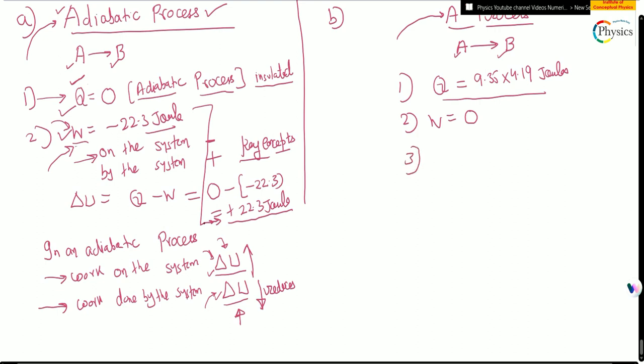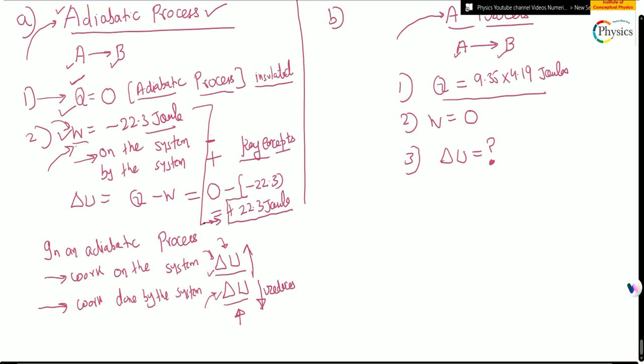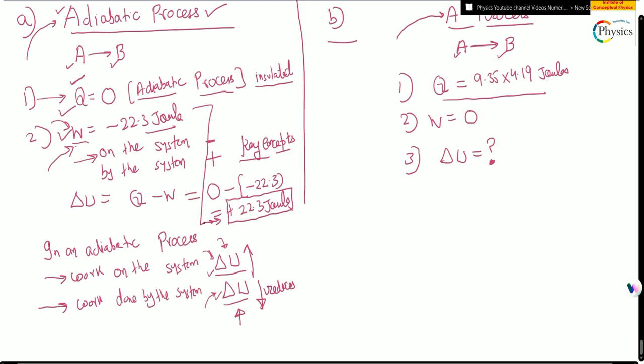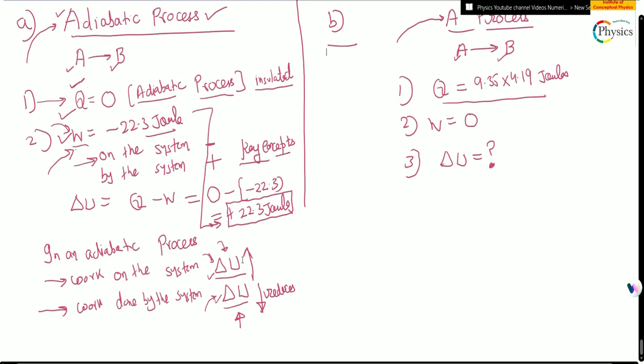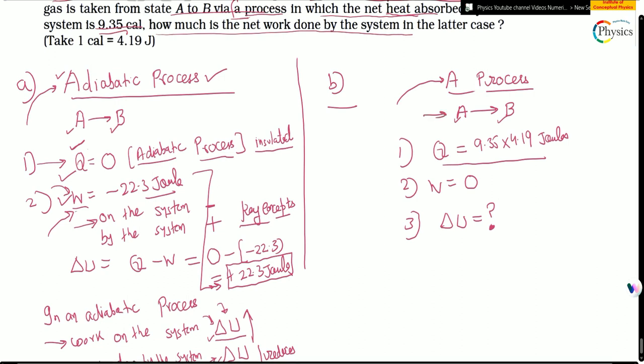In this point number three, what delta U are you going to use? It is very, very important. This is another key concept. From A, what have you learned? That the internal energy change of the system is 22.3 joules. And the system in situation number B has also moved from A to B, right? In both cases, you are moving from A to B.